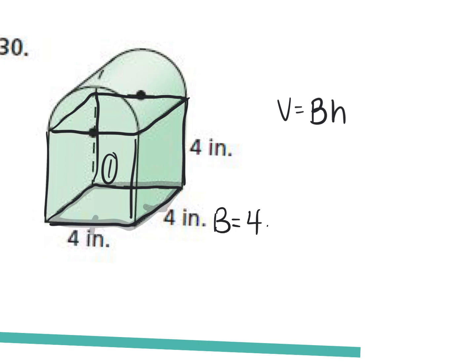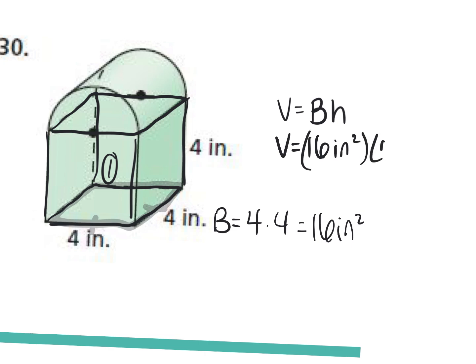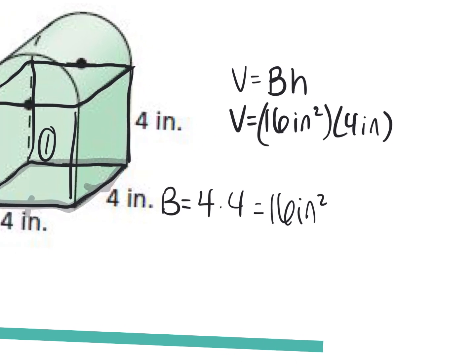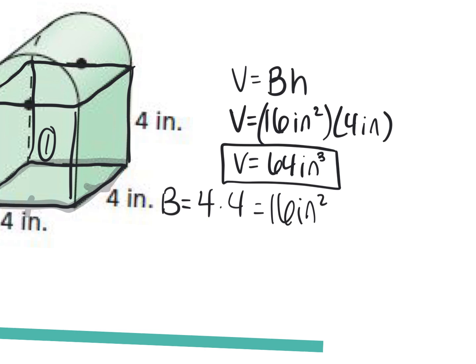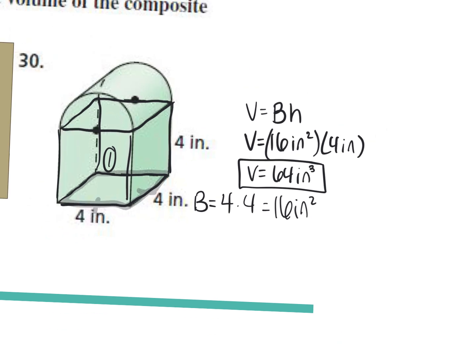I multiply 4 times 4. Do you guys agree? So what's the area of the base? 16 inches squared. Cool. So the area of my base, my capital B, is 16. What's the height of the prism, though? 4. So we have 16 inches squared times 4 inches. That means I multiply 16 and 4. What do I get? 64 inches cubed. I just found the volume of that prism on the bottom of my figure.